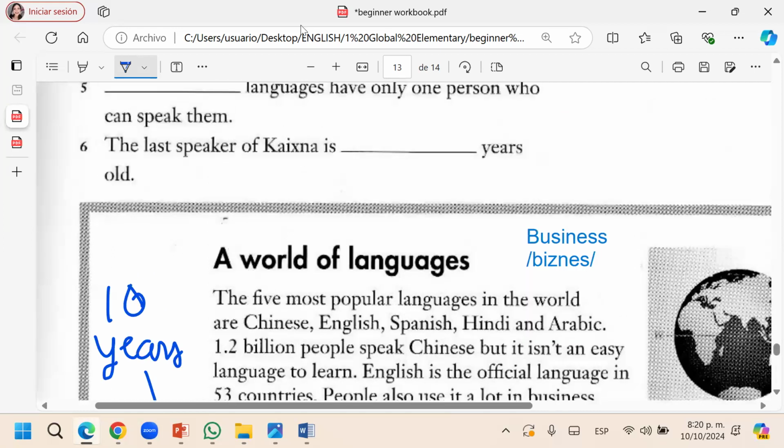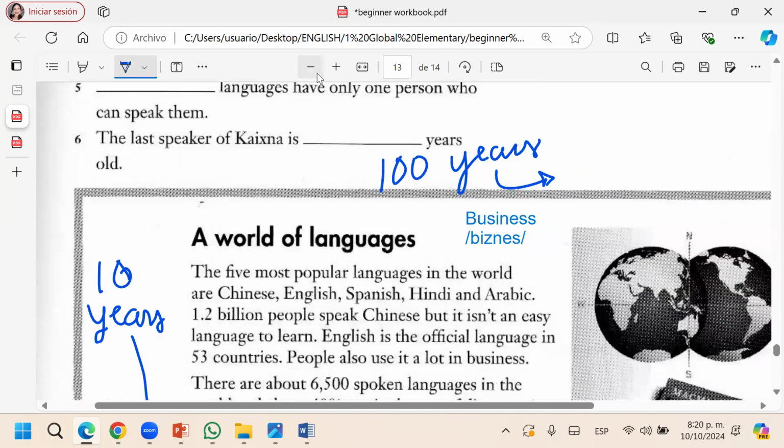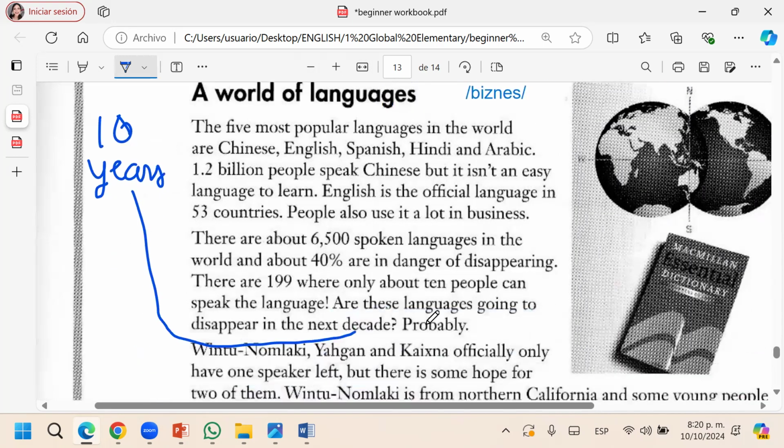And when we have 100 years, do you know? It's 10 decades. But what's the name for 100 years? It's un siglo, one century. Century is 100 years. 100 years is one century. 10 years is a decade.